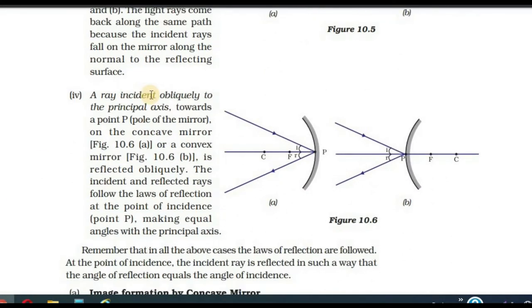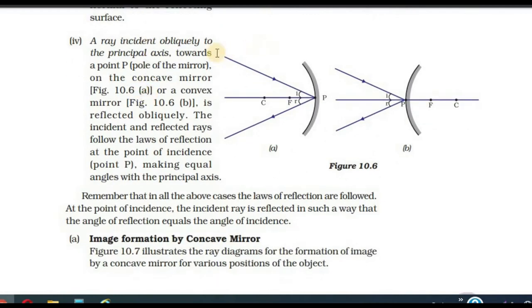Now, what do we have to say? A ray incident obliquely to the principal axis towards a point P on the concave mirror or convex mirror is reflected obliquely. The incident and reflected rays follow the laws of reflection at the point of incidence, making equal angles with the principal axis. That is, these are obliquely incident light rays. After reflection, they reflect obliquely, making angles i and r respectively with the principal axis.